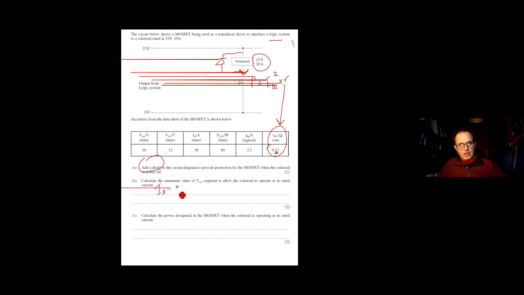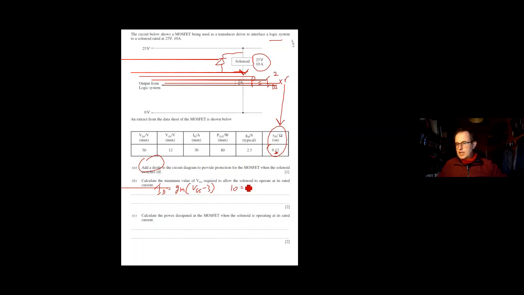Okay, it's always worth just writing down the equation. Sometimes you might get a mark for it in an exam because you've identified which equation to use. So in this case, you're looking for the ID. I can see the solenoid needs 10 amps. So that's 10 amps. Substitute the values in. Again, showing just the substitution of values in an equation, you get a mark for it.